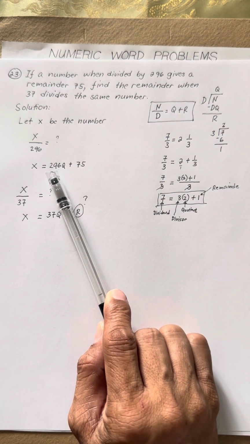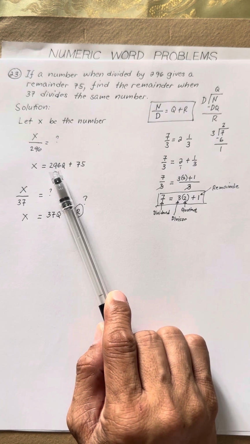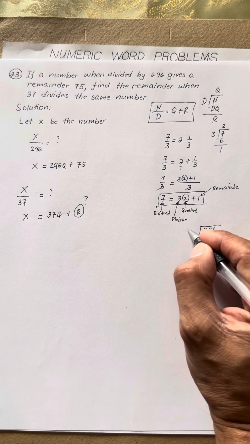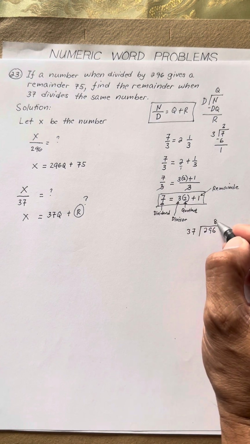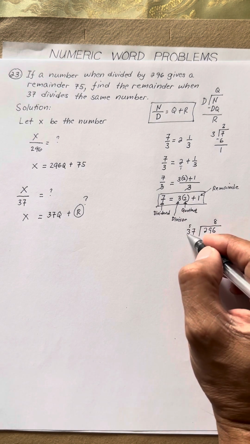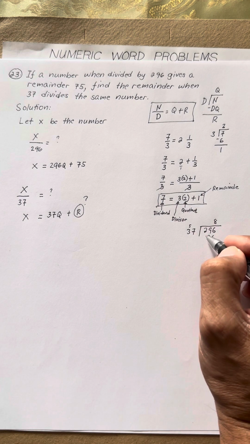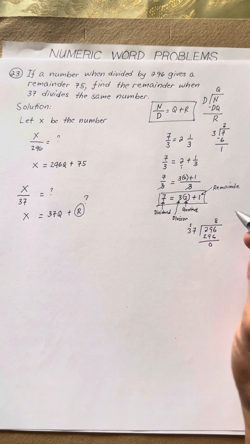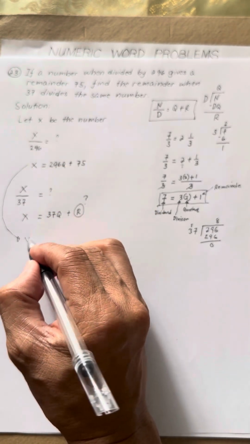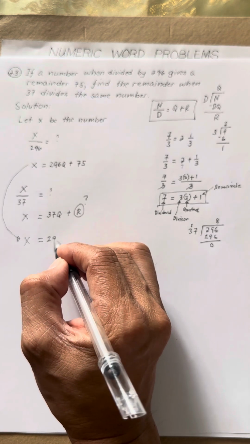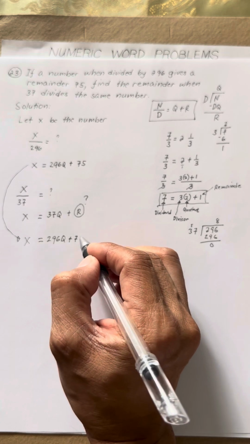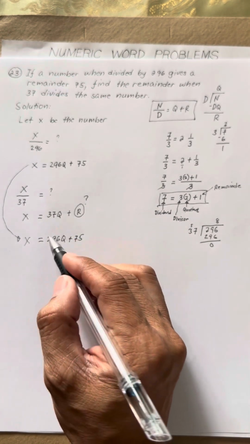So we can write 296 in terms of 37, because if we divide 296 by 37, this is equal to 8. 8 times 7, 56. And 8 times 3, 24. Plus 5, 296. Remainder is 0. So it means that if we take this, x equals 296q plus 75, we can express this in terms of 37.